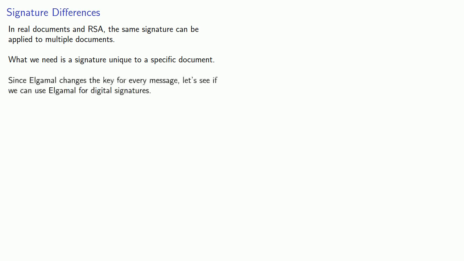So the problem is that in real documents and RSA, the same signature can be applied to multiple documents. What we need is a signature unique to a specific document. And since Elgamal changes the key for every message, let's see if we can use Elgamal for digital signatures.